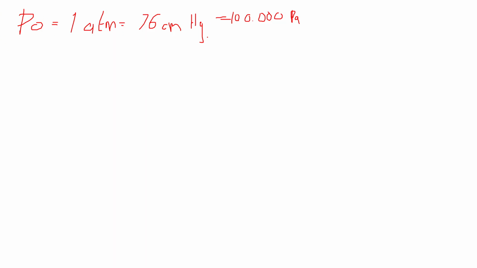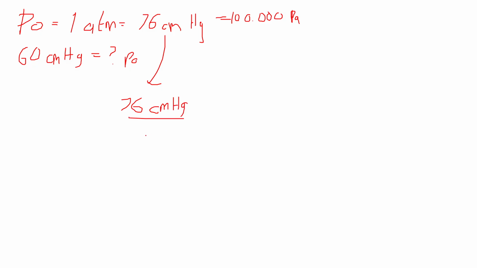Okay, the task here is to find in the laboratory what the pressure of this one is if it's at a certain height. Let's say the teacher says the height of the mercury is 60 centimeters. How many pascals is that? Basically, you take this 76 and then divide it by 60.